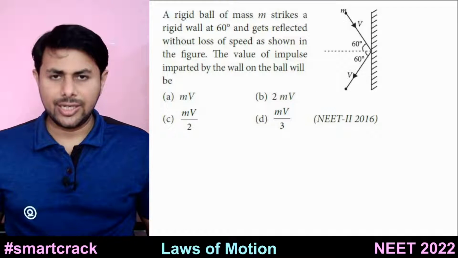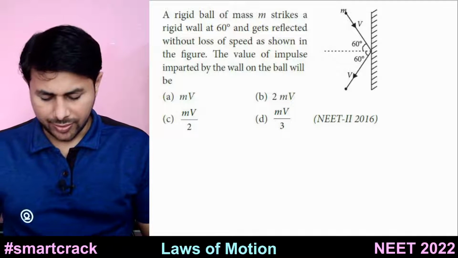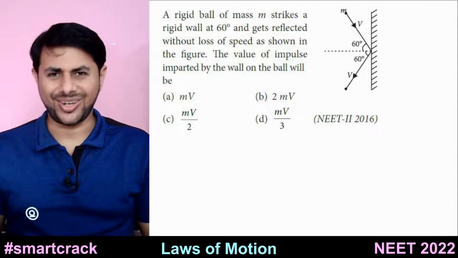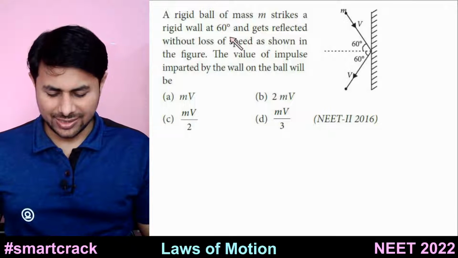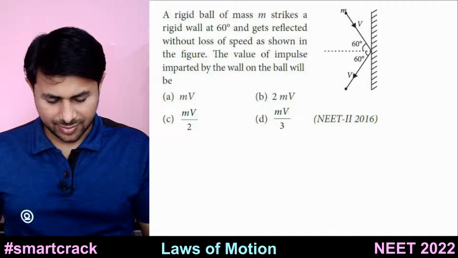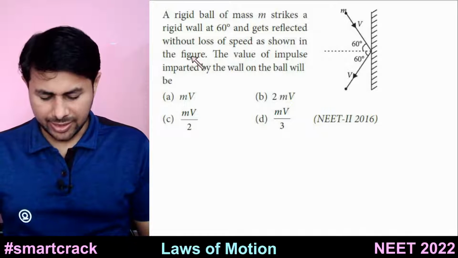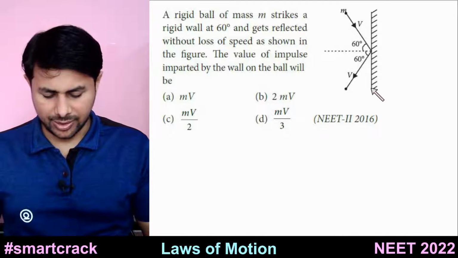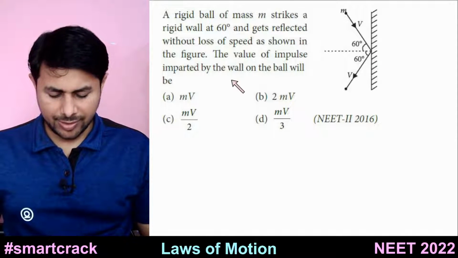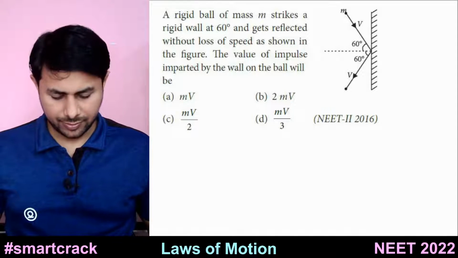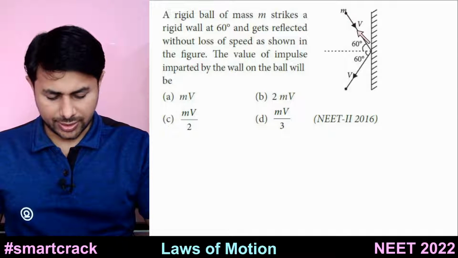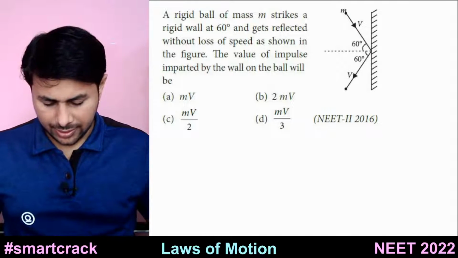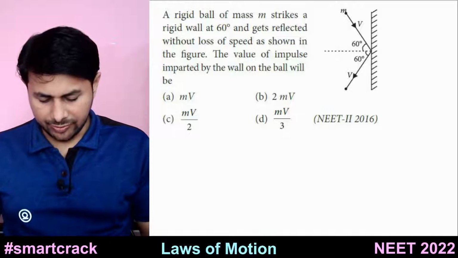So this is from NEET 2016. A rigid ball of mass m strikes a rigid wall at 60 degrees and gets reflected without loss of speed, as shown in the figure. The value of impulse imparted by the wall on the ball will be. So what happens? Initially, see, there is some velocity. Okay, and it gets reflected without loss of speed.